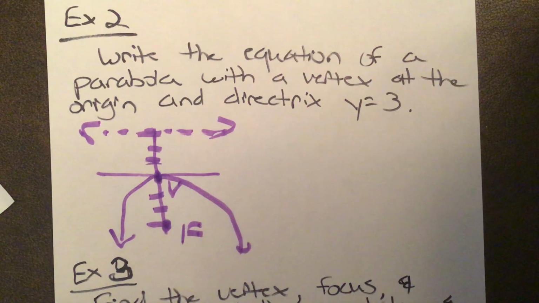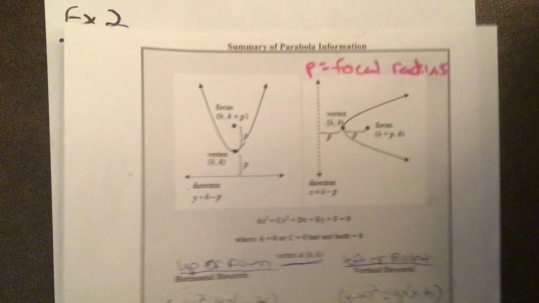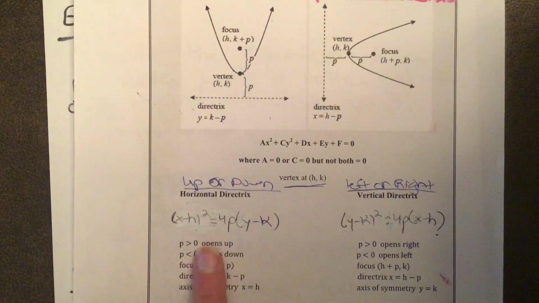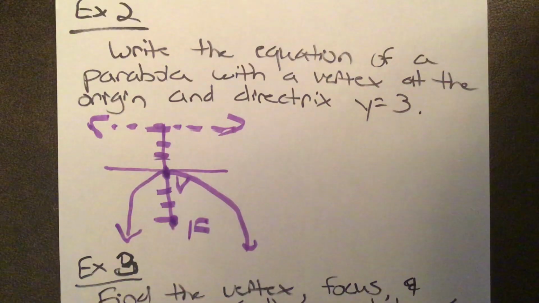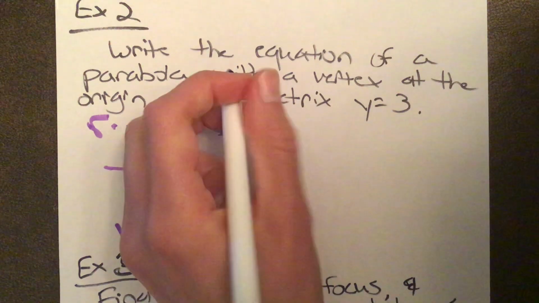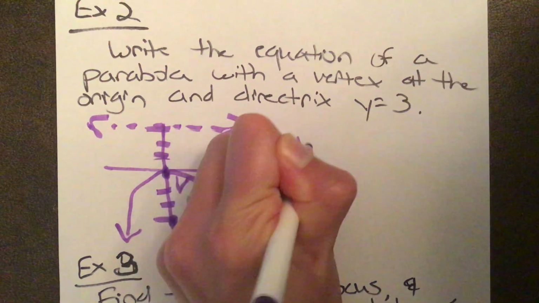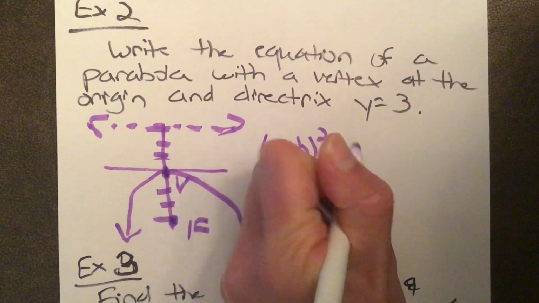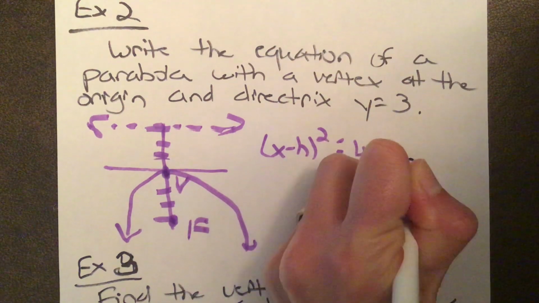Now we got to write our equation. This is an open up or down one. So if it opens up or down, remember the x is squared. So I'm just going to write the generic equation. Okay, so it's (x minus h) squared equals 4p times (y minus k).